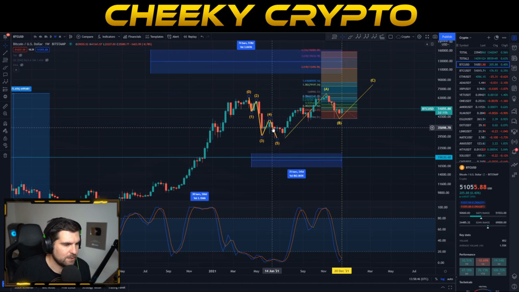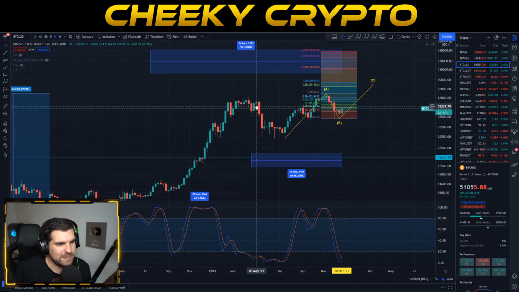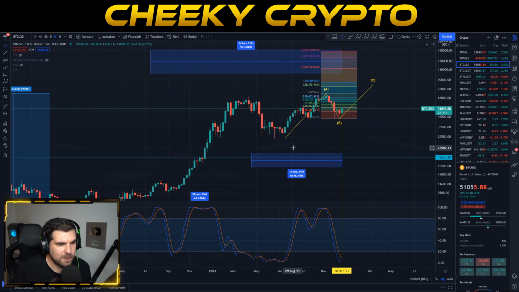You reach that low level, okay? An impulsive move fits a little bit neater as an ABC here. This C wave definitely went impulsive, pushed up for the fourth wave, and then we saw the fifth wave come down.